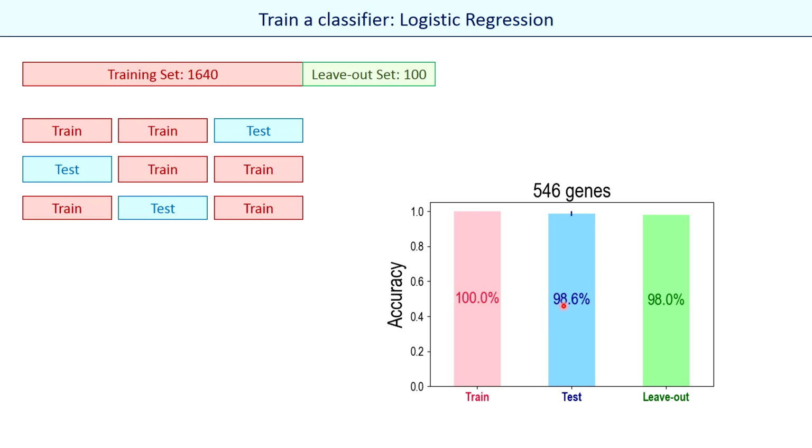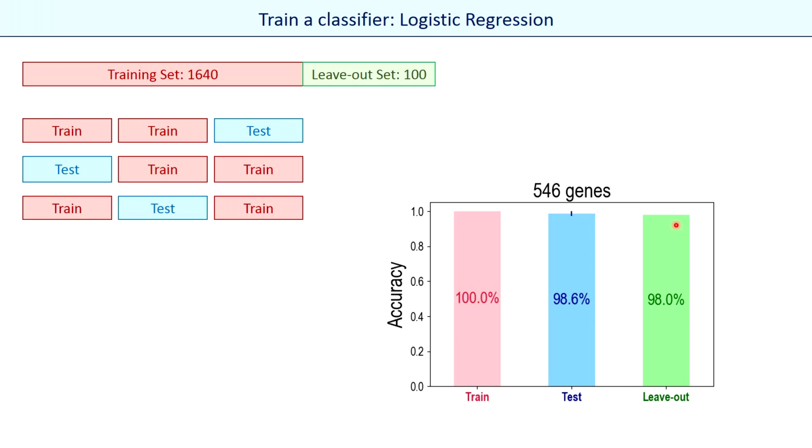We have a very slight overfitting because the accuracy in the training dataset is a little bit higher than in the test dataset. Nevertheless, the difference is really small, so we can accept it. In the last step, we retrain the logistic regression on the entire initial training dataset, and then we apply it to the leave-out dataset for final prediction.